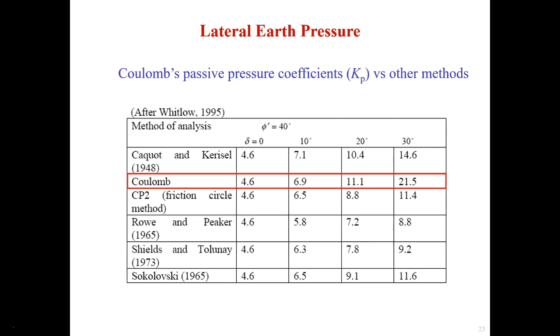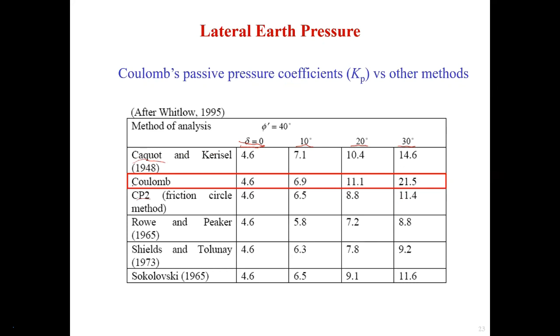If we continue, other methods have been proposed for the KP, the passive earth pressure coefficient, where the failure surface is assumed to be a circular arc or a logarithmic spiral. This table below shows a comparison of the values for different delta, that's the wall and soil friction angle. For different delta, we can see that there's a large variation between the values from the other scholars' methods and the one obtained using Coulomb's method.